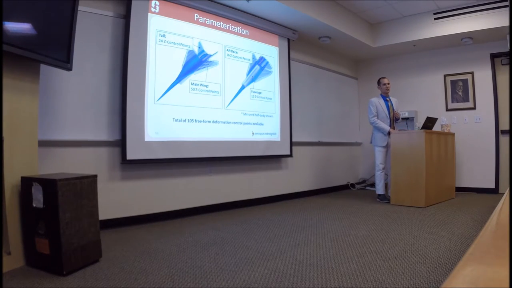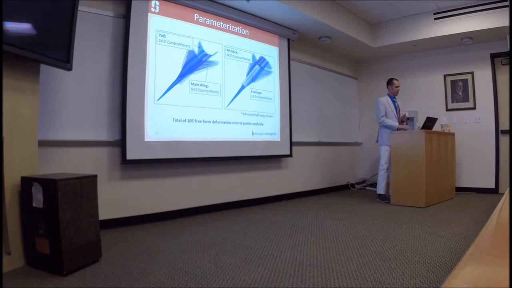Unlike the Langley business jet, I had to parameterize this shape with components. I put freeform deformation boxes, four of them, across various parts of the airplane, one on the fuselage, one on the main wing, the tail, and what people call the aft deck. In total, there were 105 variables.